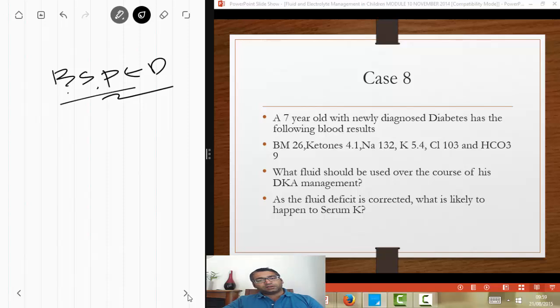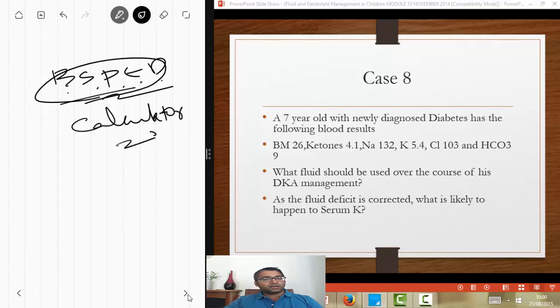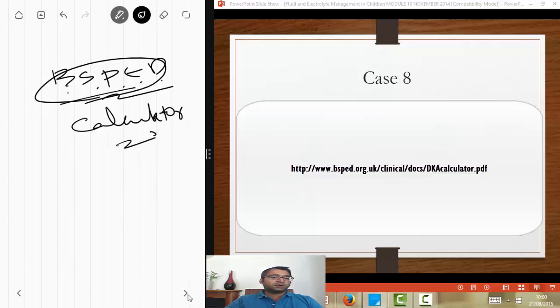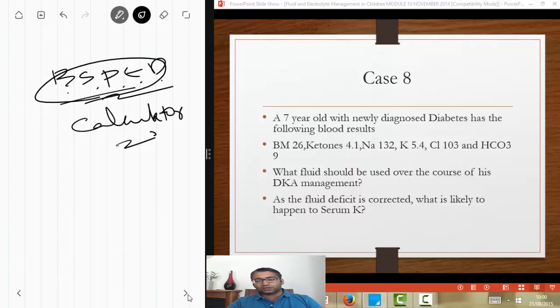If you look on the British Society of Pediatric Endocrine and Diabetes website, you can find a calculator which is excellent. You just need to put the weight and the deficit in, and it works out. So it's unlikely to go wrong. So it's best to use the calculator.